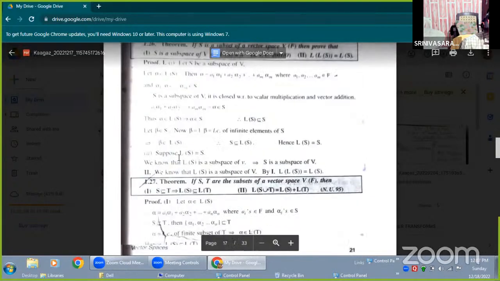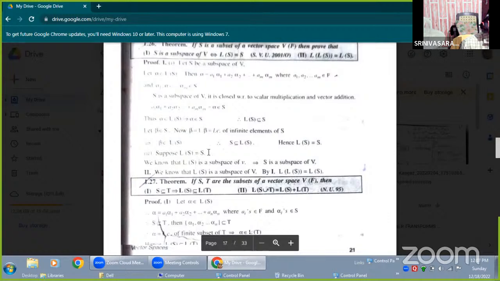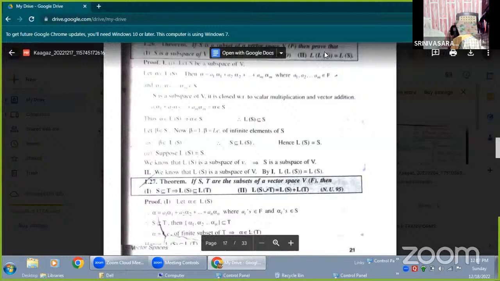Okay. Suppose L of S equals S. We know that already. Now the second one is replacing L of S with S. Now from the first part, L of S equals S. Now we are getting the result. That is the simple part.